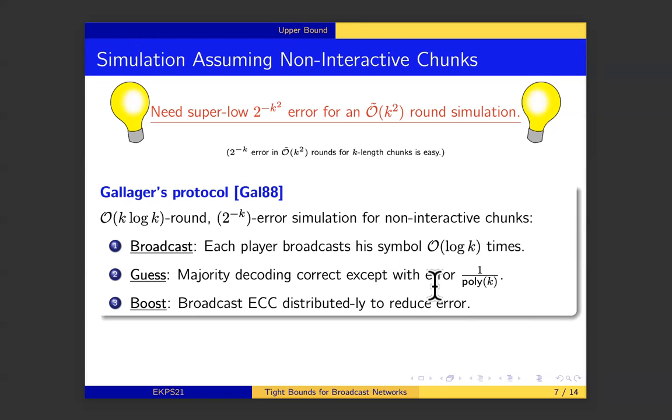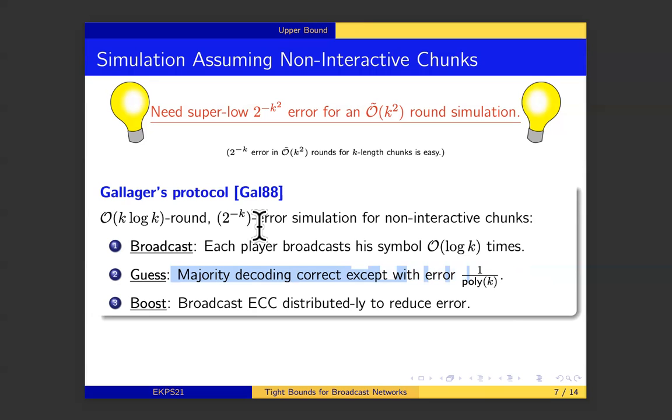The reason is the only players that ever send the wrong symbols during this broadcast are the players that did not have the right guess in stage 2. And for each player, the right guess happens except with probability 1 over poly k. So the only way a constant fraction of the k players did not have the right guess is if all of them had this 1 over poly k error. But if all of them had this error and we have independence across players, this means that the total error probability is actually 2 to the minus k.